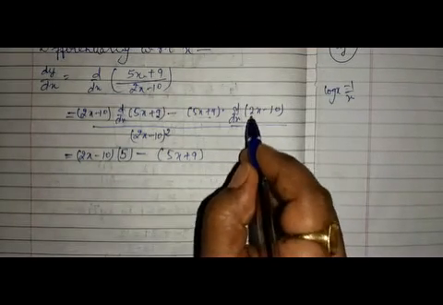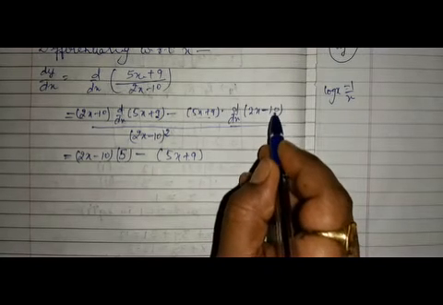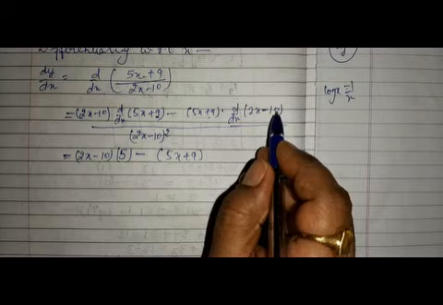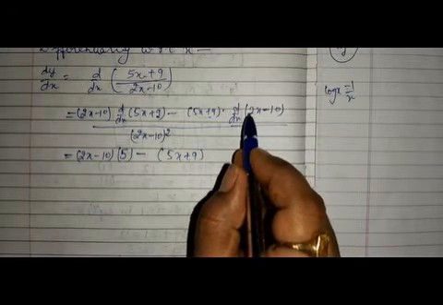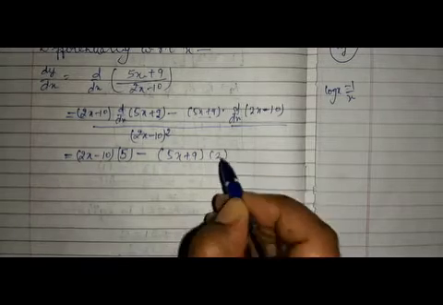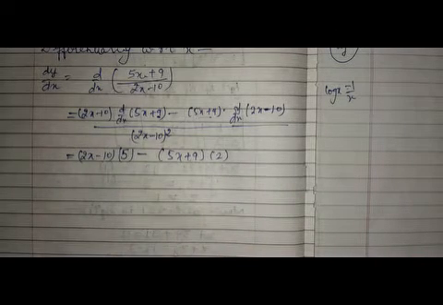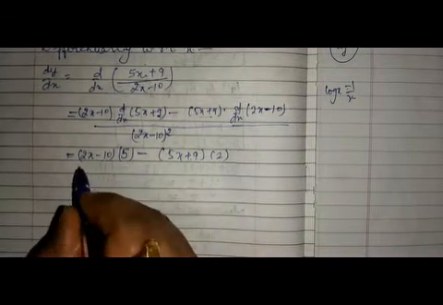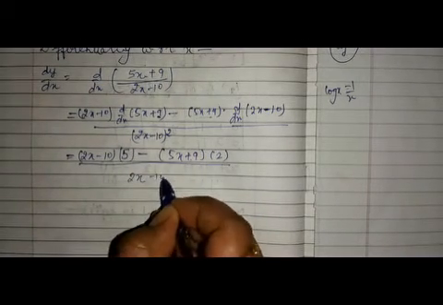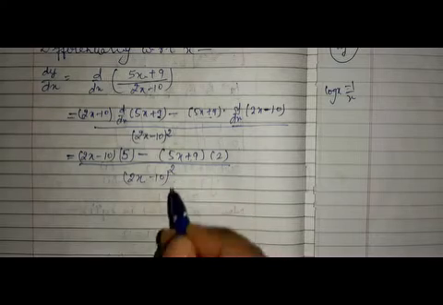Now d by dx of 2x minus 10. Here again 10 is constant, so its derivative is 0, which is not written. Here the derivative of 2x is 2, because x will disappear as its derivative is 1. In the denominator we write the same, (2x minus 10) whole square.